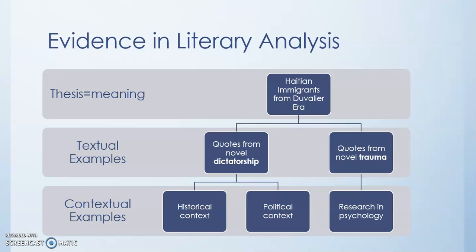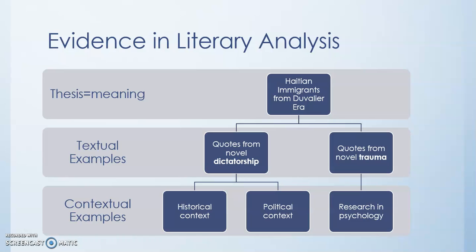What sorts of things happen to these people in their lives along their journey? Many different things. So again, in this example, you'll see the first one there is textual examples. I'm looking for examples within the novel itself, and I'm finding quotes from the novel about dictatorship. So I'm pulling out the historical pieces of the novel, and I'm finding quotes about those particular characters in relationship specifically to the Duvalier dictatorship.